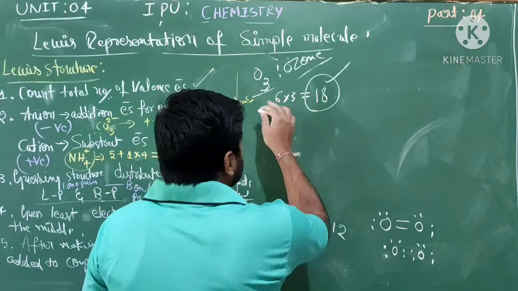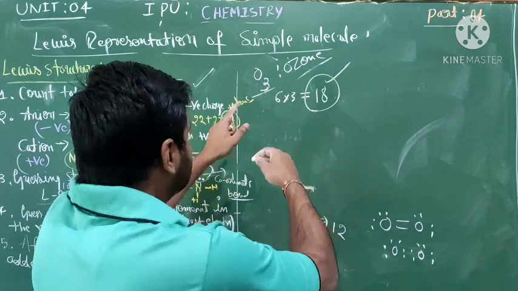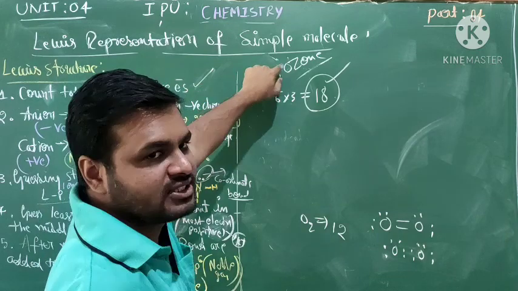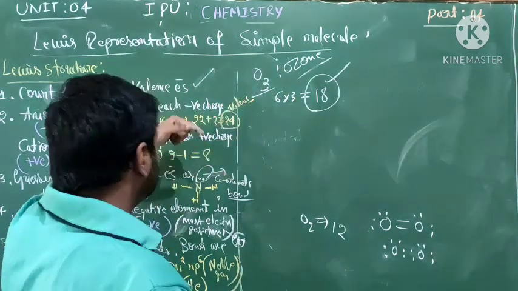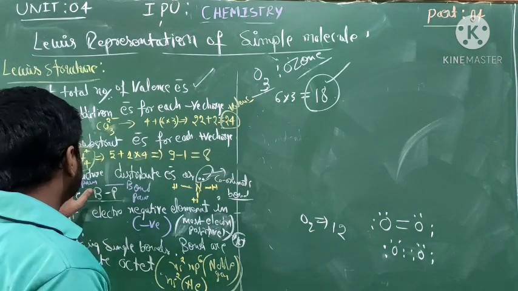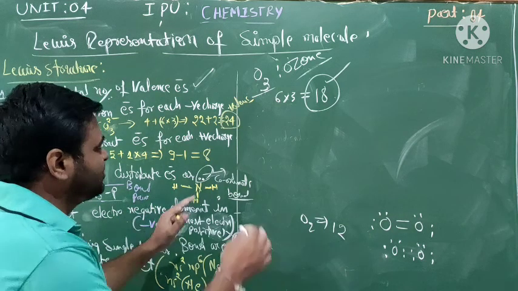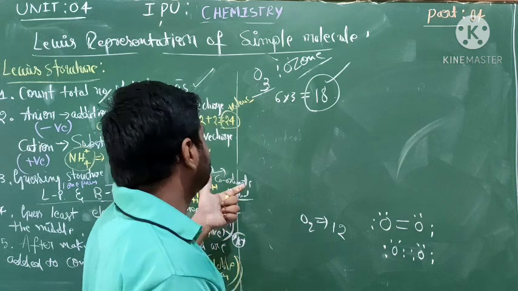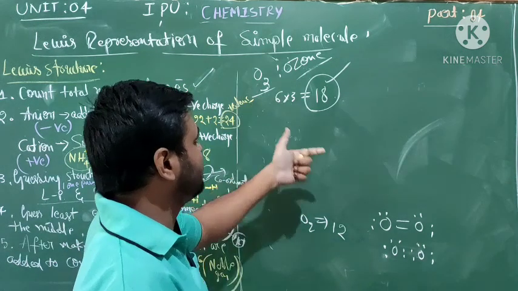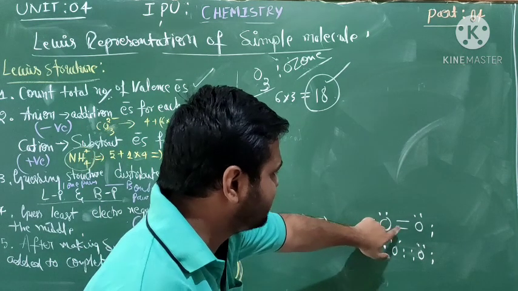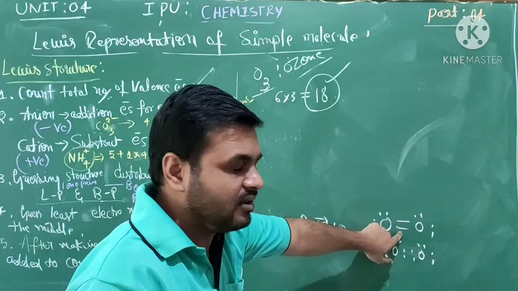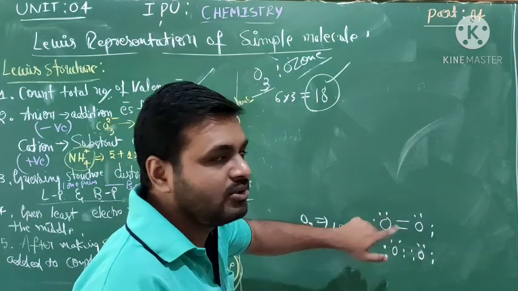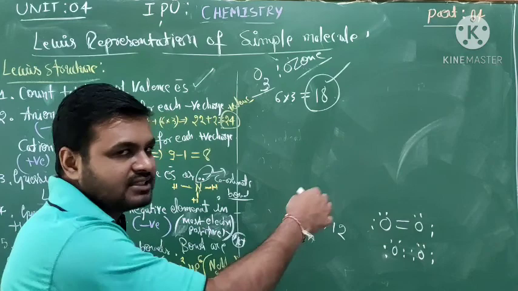The second point is that there is no charge. This is a neutral molecule, so there is no addition or subtraction. The third point is guessing the structure of distribution, lone pairs and bond pairs. Oxygen has the capacity of 2 bonds and 2 lone pairs. Later we write the structure.